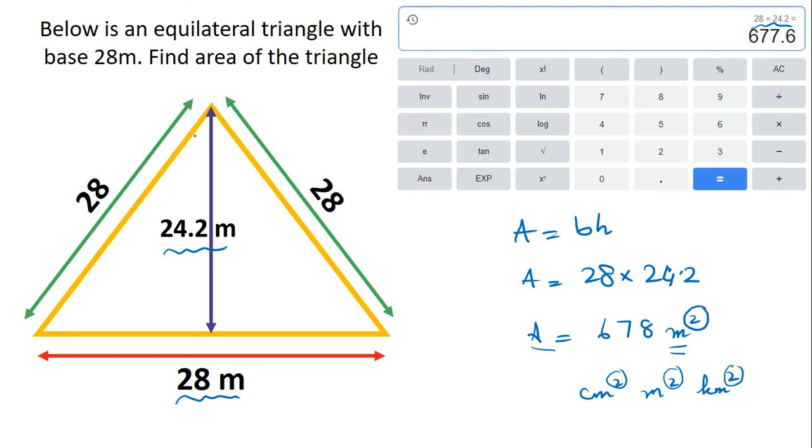If you don't have your angles, if your angles are not there, you cannot use half AB sine C. You have to use the other formula, that's base times height, and then you have to try to figure out a way to find your height with the provided slant heights and your base. Once you have your height, you use the formula base times height, and then you find your area.